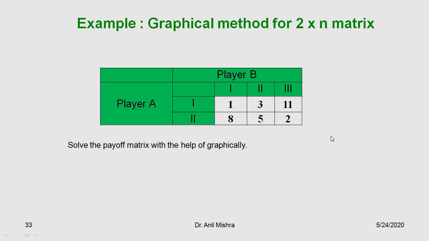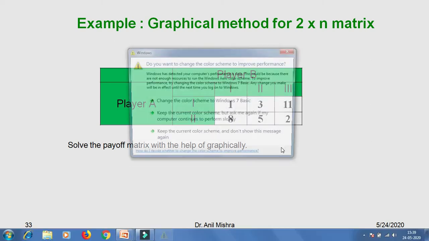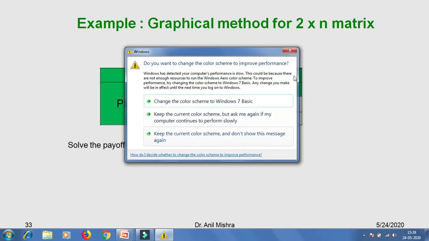Again, we are unable to reduce the columns because there are only 2 rows. If you try to reduce the columns by the principle of dominance, it is difficult, right? Not a single column is superior to, or dominated by, the other columns. Therefore, we have to apply the graphical method.